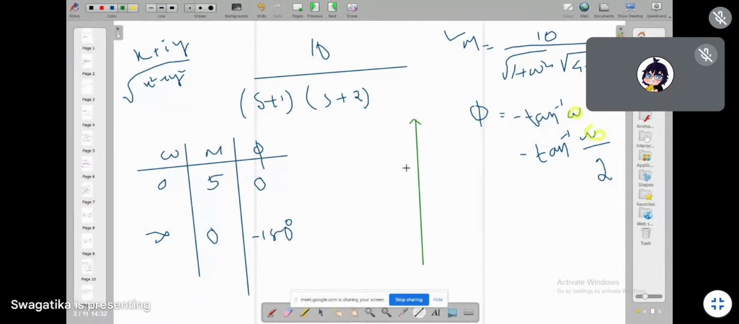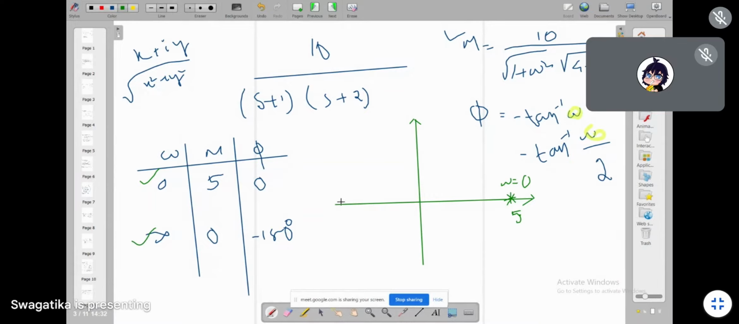See, you will start with omega equals 0. If I take omega equals 0, magnitude is 5 and phase is 0, means on the x-axis itself. So this is omega equals 0, magnitude is 5, phase is 0. From here it is starting. Now it will end at omega equals infinity, that is, magnitude is 0 and phase is minus 180 degree.